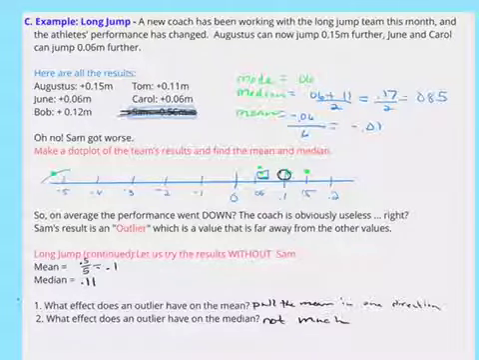So anytime we have an extreme value like an outlier, it's going to affect the mean because we actually use that value in our calculations. We're adding it in. Where the median, we're just counting over so many places, so the effect will be minimal.